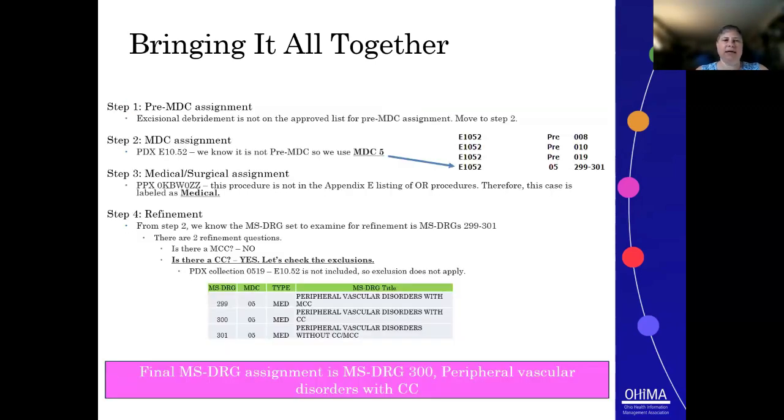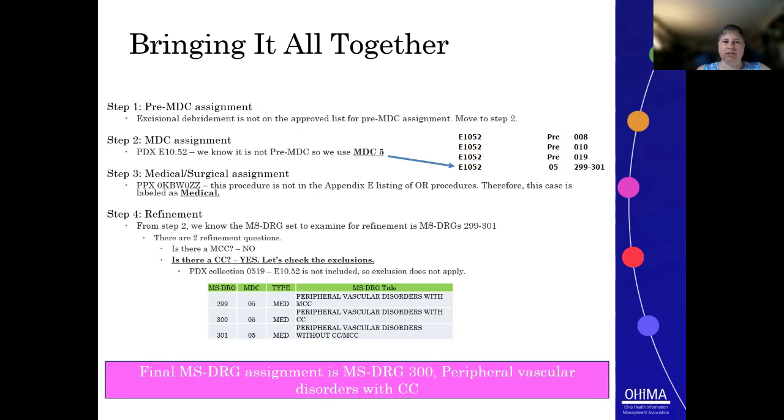Okay, so our pre-MDC assignment, step 1, excisional debridement is not on the approved list for pre-MDC assignment. So we're going to move to step 2, MDC assignment. Our principal diagnosis is E10.52, and we can see that that groups to MDC 5. Okay, because we know our procedure is not a pre-MDC procedure, so we go right to MDC 5.